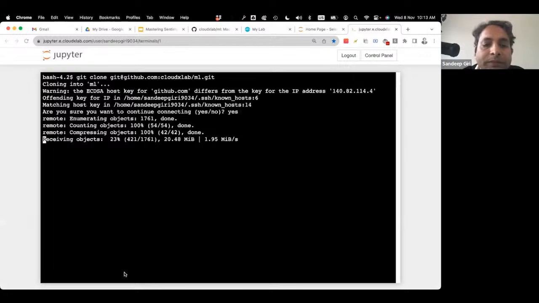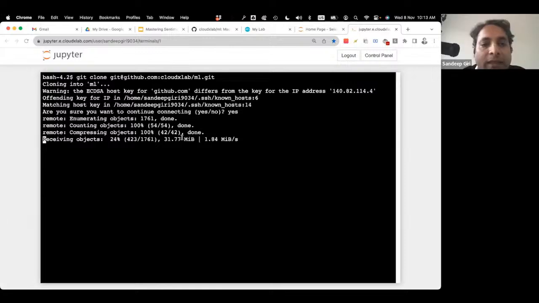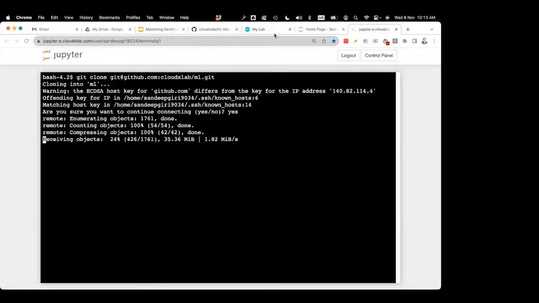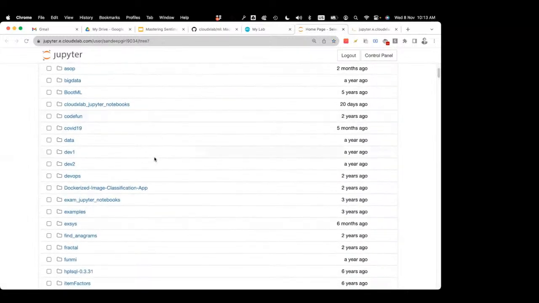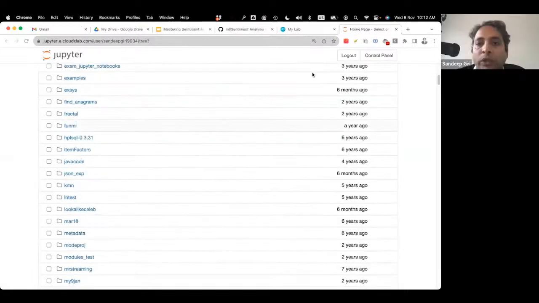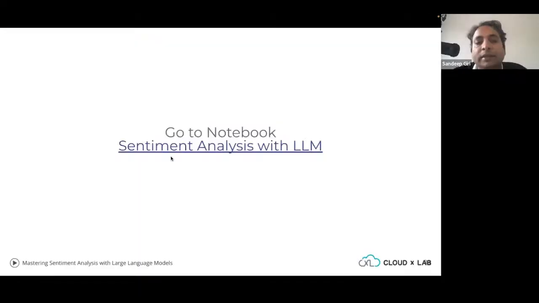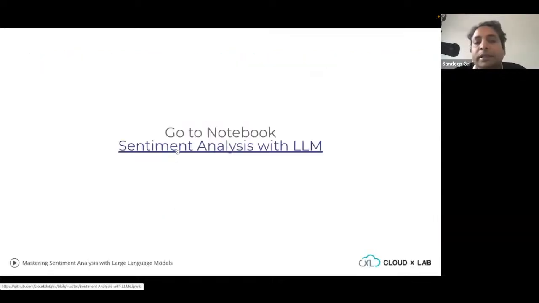Are you around? Yeah. So you have added the OpenAI key in this? Yeah, I've added. I've also added the notebook, so if you sort it by last modified, you will be able to see it. Okay. All right.